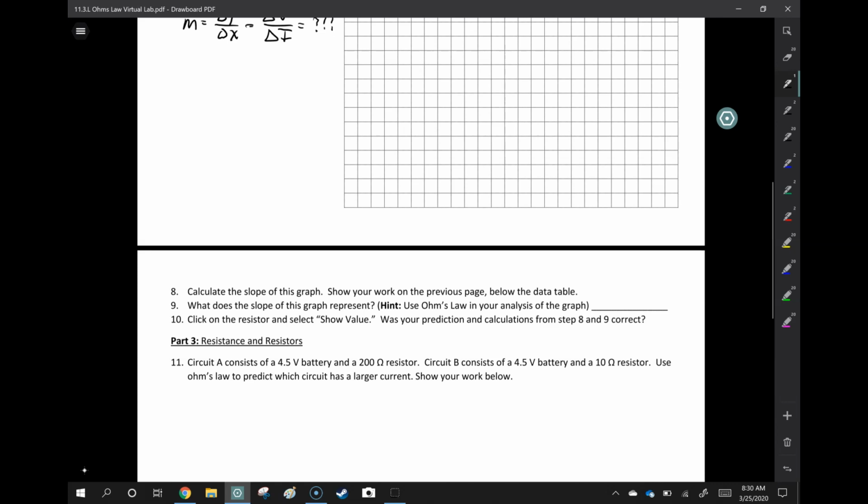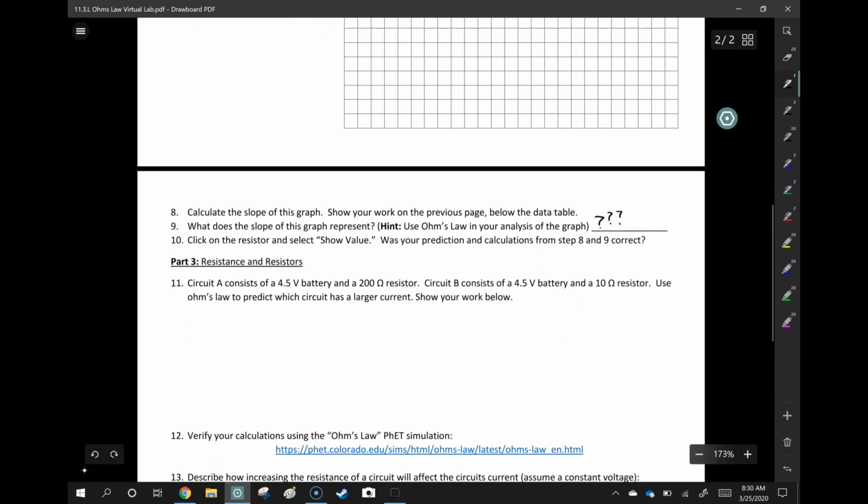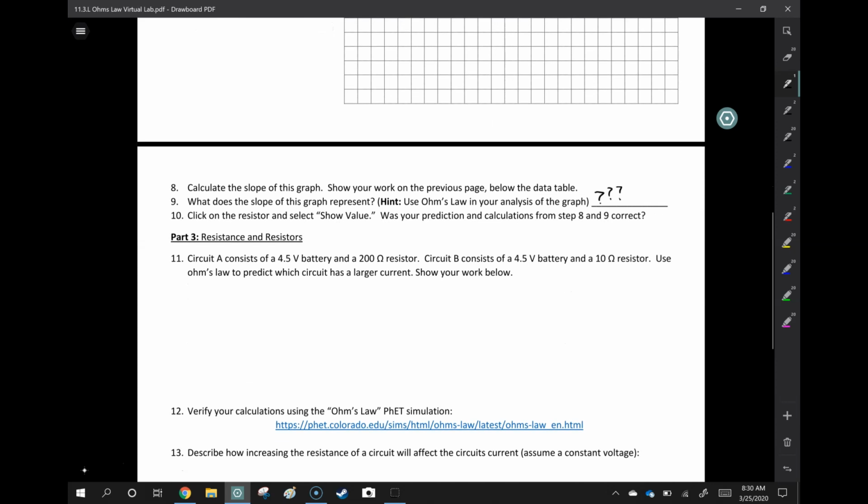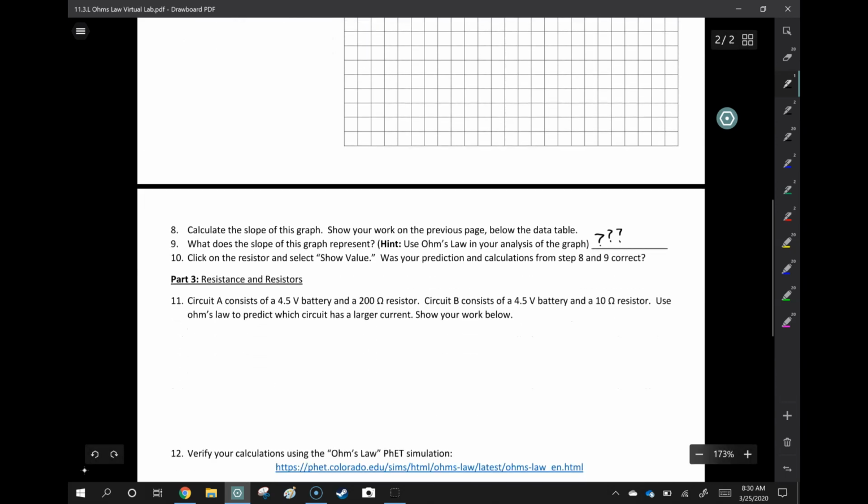What does the slope of the graph represent? That is a good thing. Hint, use Ohm's law in your analysis of the graph. Okay, you can figure that out. Look at your reference table if you need help, okay? What's voltage divided by current equal to?